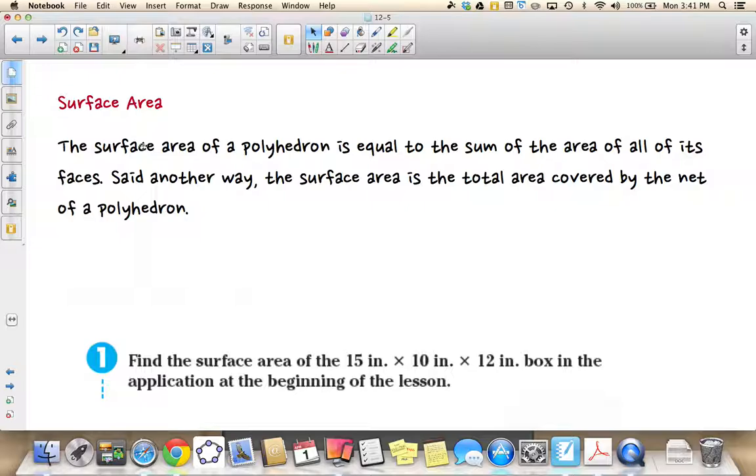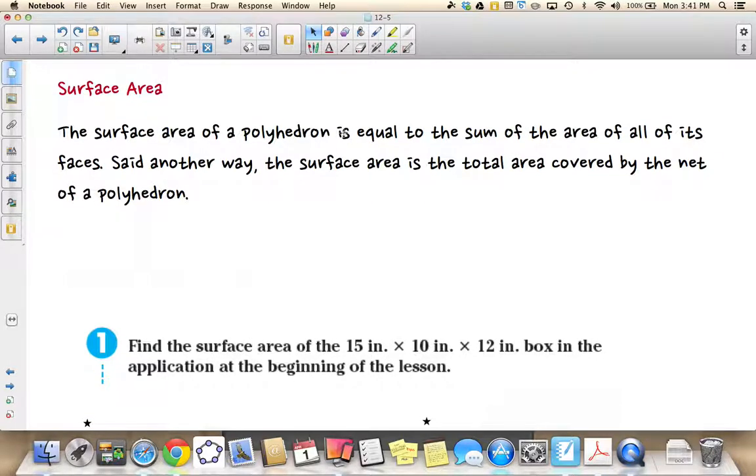Let's define what surface area is. The surface area of a polyhedron is equal to the sum of the area of all its sides, of all its faces. And said another way, the surface area is the total area covered by the net of a polyhedron.